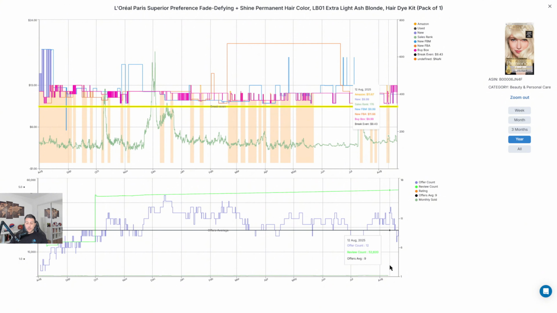We can also see in the bottom chart, the average line running through the middle. So we know at this point in history, it's below the average. There are less offers than usual.